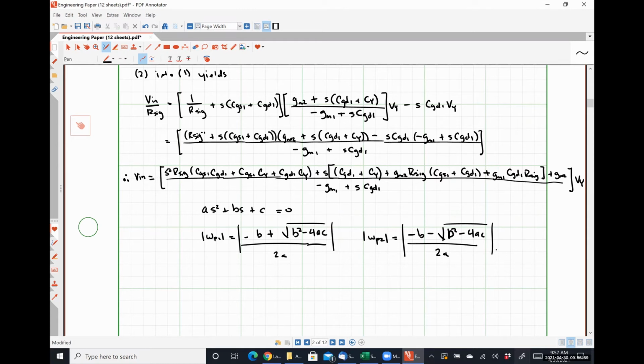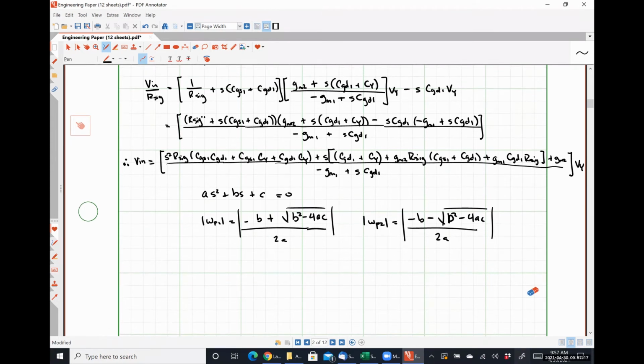While we're at it, our 0 is going to occur at, you know what, I'll hold on to this actually. I'll hold on to the 0 for just a minute.